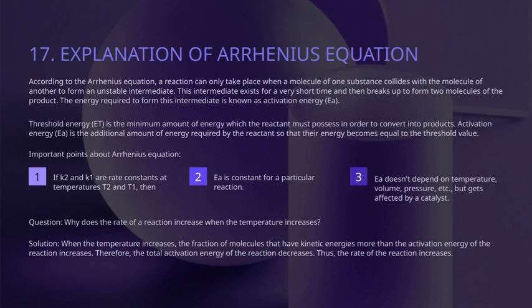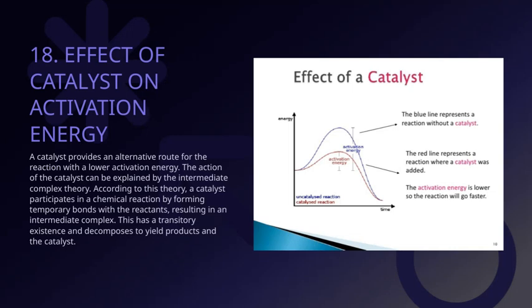So, in summary, the temperature affects the fraction of molecules with enough energy to react, thereby influencing the reaction rate. The presence of a catalyst reduces E, making it easier for molecules to react at lower energies, which is a crucial concept in understanding reaction kinetics. A catalyst provides an alternative route for the reaction with a lower activation energy.